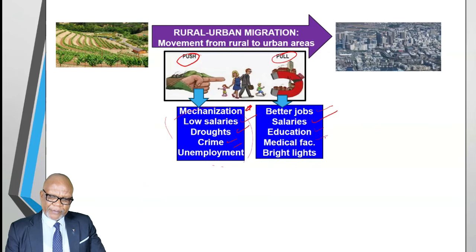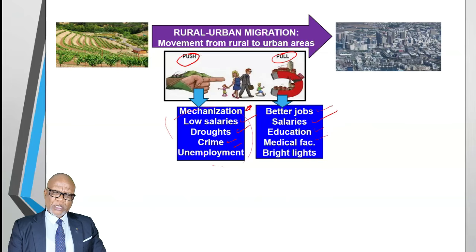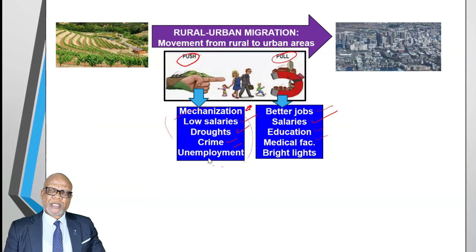You cannot say medical facilities. You can say better or improved medical facilities, and then bright lights. So availability of bright lights. So you must give a description to whatever, and so many times you cannot just give one factor. They left because of electricity. You cannot say they left because of electricity. They left because of no electricity. They came because of the availability of electricity. So it cannot just be one word. That word must be described for it to become push factor or for it to become a pull factor.